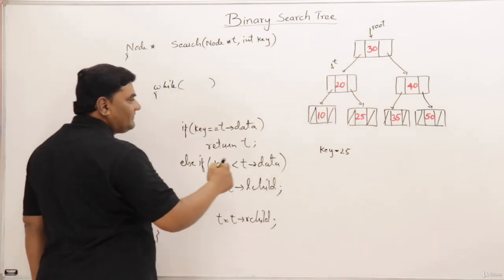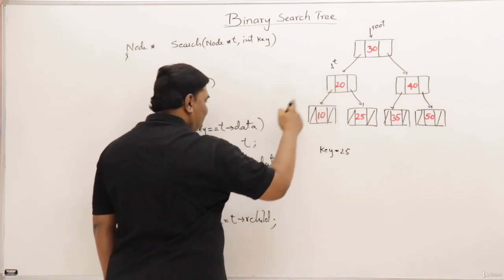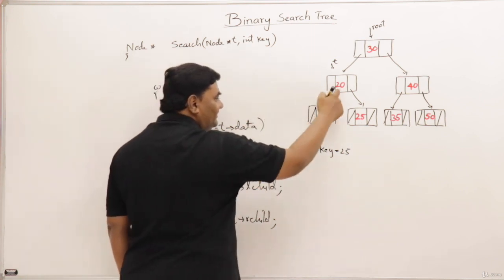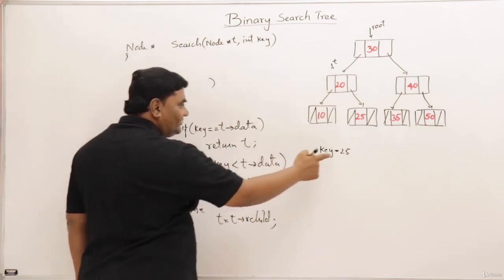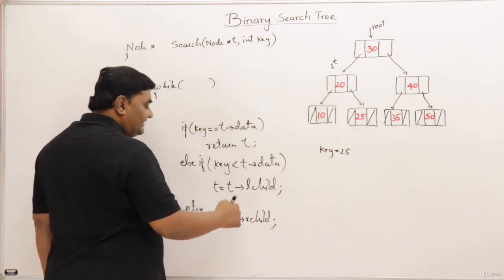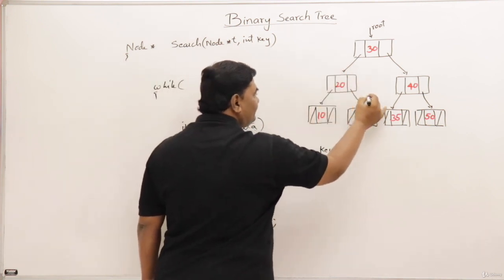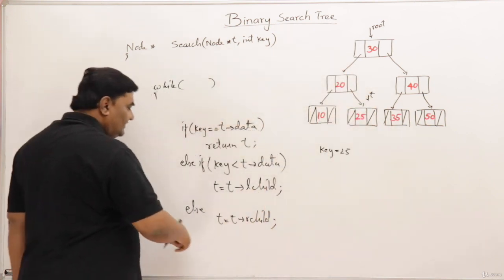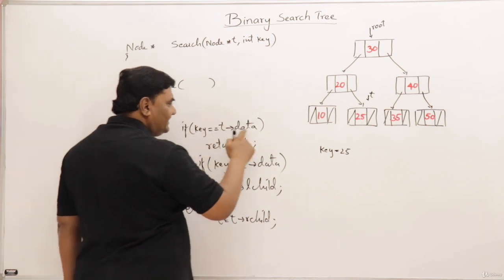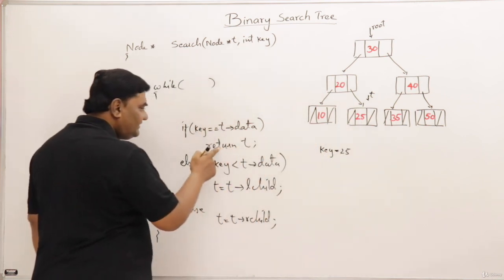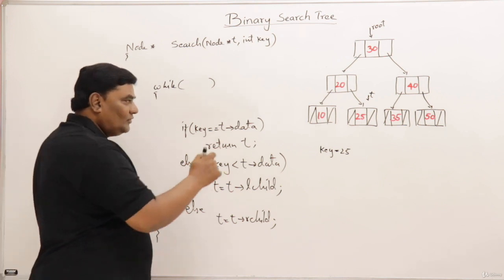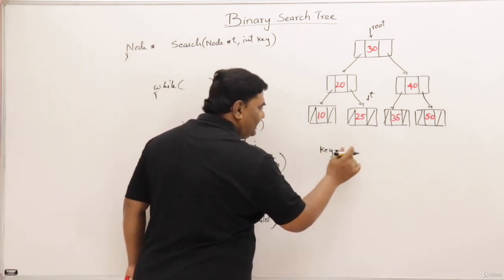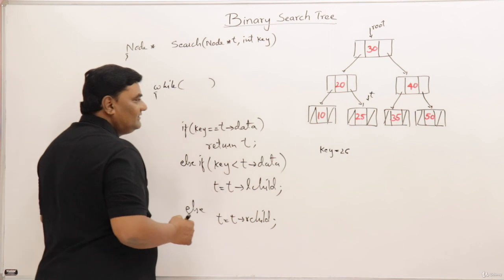Then continue. Again check, is it matching with the data? This 20 and 25, they are not the same. Is it less? Is 25 less than 20? No, greater. So move to the right hand side. Then continue once again. Now check, is it matching? Yes, matching. Return, it will stop. So key is found.